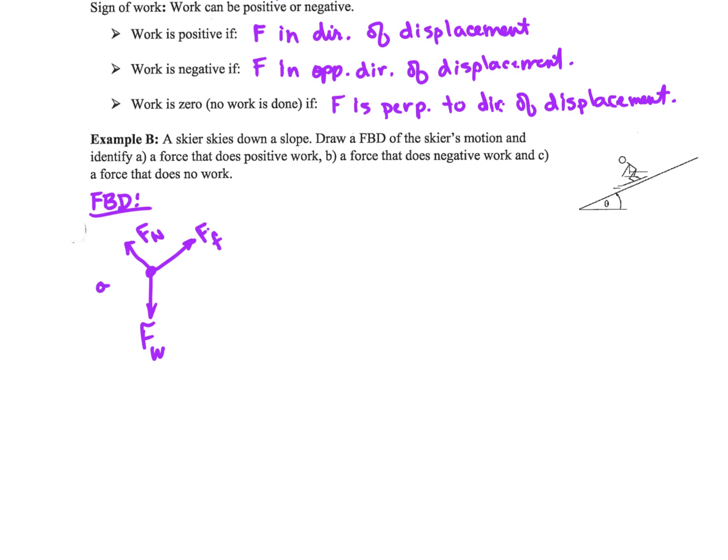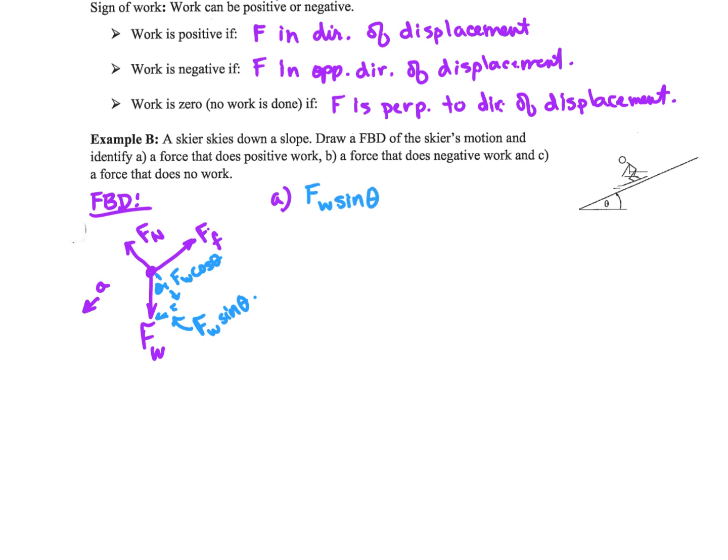So immediately we can see that for positive work, we're going to break this guy down into his components right here. And this, of course, is our theta. So this is going to be F_W cosine theta. And this, of course, is going to be F_W sine theta. So positive work would be the one in the same direction as the acceleration, which would be our F_W sine theta. That is the force that does positive work. Okay?